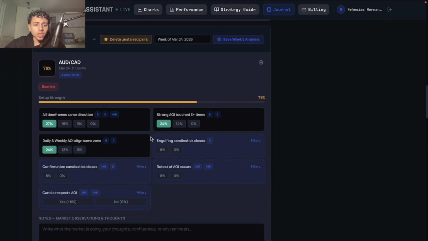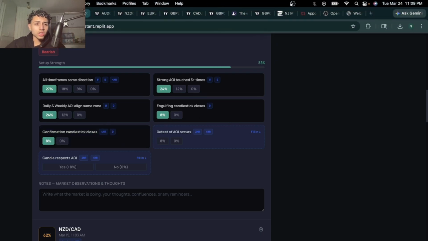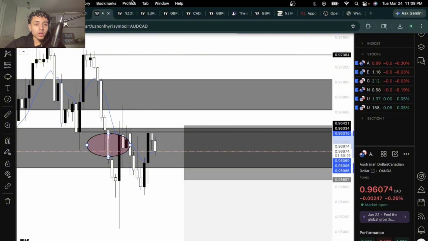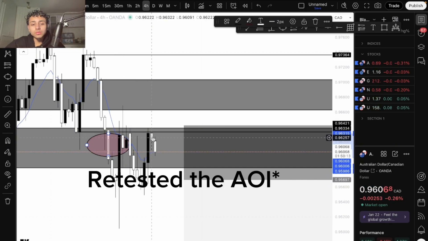Right here. So for AUD CAD, the engulfing candlestick closed. Now there was a confirmation candlestick that closed. Yes, it did close. AUD CAD, as we are looking at, closed over here, and now we are looking for a retracement, and that is what I'm looking at right now. This candlestick retraced as well, and this one also retraced. So there's two retracements to this area of interest.